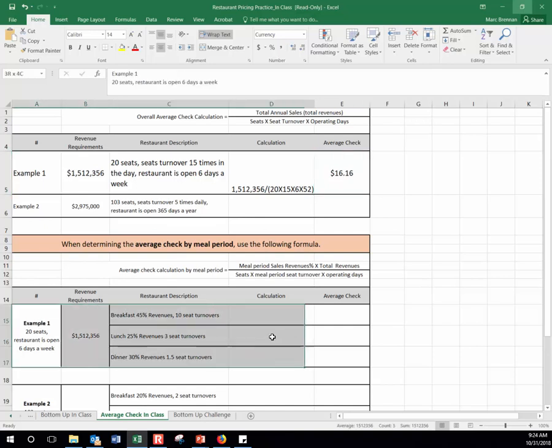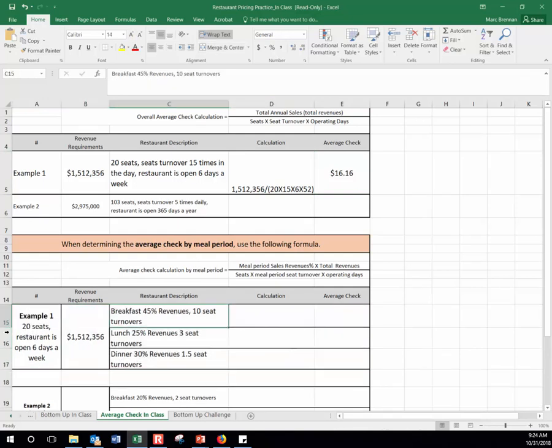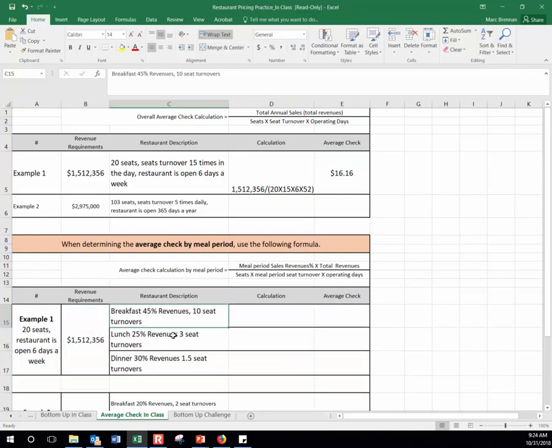Let's go to example number 2. This restaurant is likely open for at least 2 meals, but in this case we've got it open for 3 meals. And this is where we have to do just a bit of a different calculation. It's still the same, but slightly different, before we can find out the average check for each meal period. Why we do this will become quite evident in a bit, because it's going to be very hard to achieve $16.16 at breakfast. At lunch we can probably achieve it, and at dinner we can probably achieve it. But we probably need even higher amounts there because we turn over our seats less.